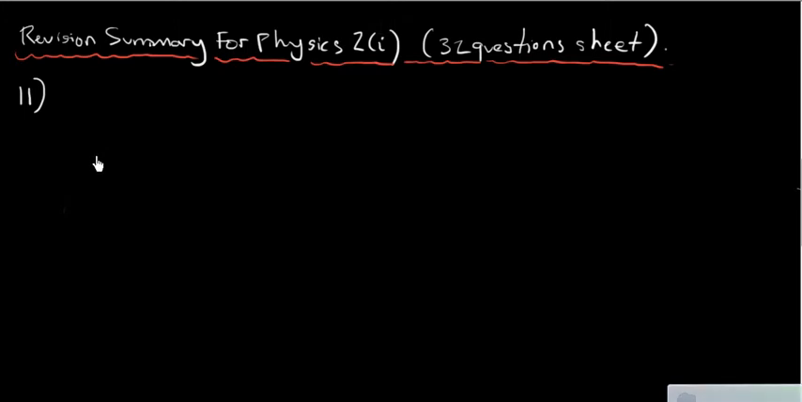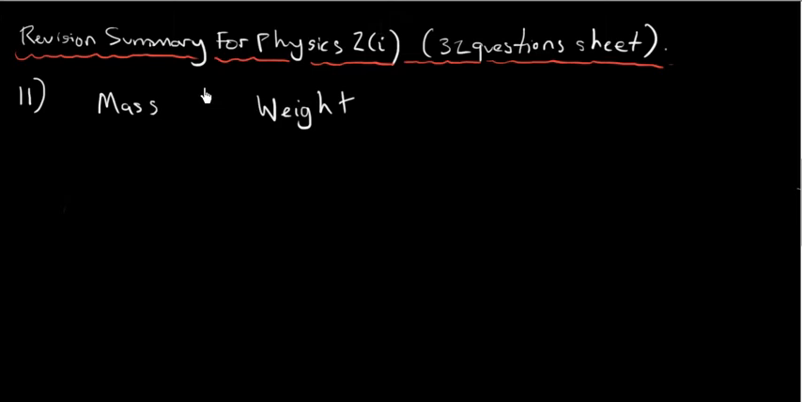Hello everyone, we're gonna do question 11 out of the series of the revision summary sheet with 32 questions that we were doing. And question 11 says explain the difference between mass and weight and what units they are measured in. So I'm gonna write mass here and weight here.